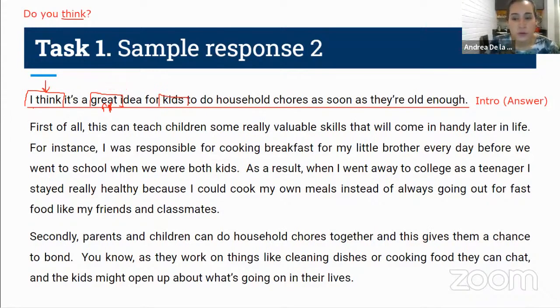Do you have any questions so far about what we're saying? No? Okay. So what do we have next? Then he says, first of all, this can teach children some really valuable skills that will come in handy later in life. What is that? What do you guys think that is?